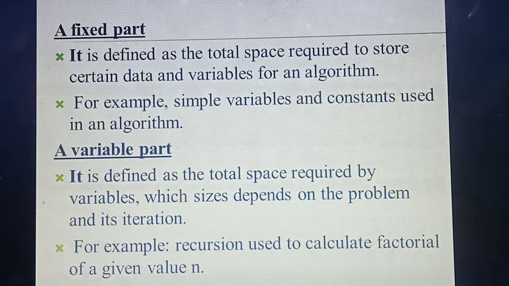The example they are giving is recursion to find the factorial of a given number. Last year you studied, no? So likewise, anything you can write for the factorial of a given number. If you are giving 5 factorial, how many times does the loop need to execute? 5 times. So 5 different values you will get. Understood? So space complexity also depends on how many factors? 2 factors. What are they? Fixed part and variable part.